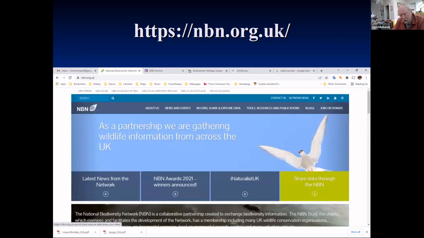One final area, if you want to look at the records which people put in, I suggest the NBN. Of course, there's questions about access to the data and so forth, but an awful lot of records, surprising records actually, are on the NBN site. And you can go on there, you can search for species or a particular area.